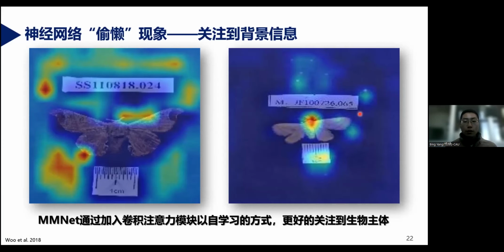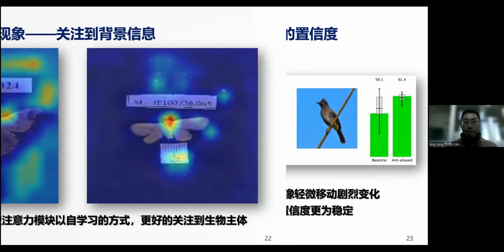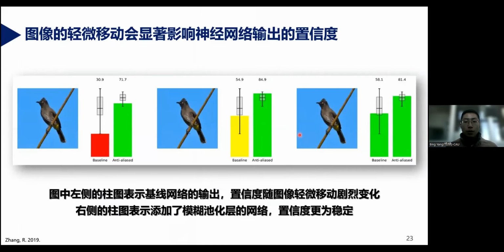We noticed that in neural networks class taxonomy, the networks would slack off. For example, they pay attention to simpler information rather than the bioinformatics that we want the network to focus on. So we need to add a convolutional attention module to help the machine learning. Research shows that a slight movement of the image will significantly affect the confidence of neural network output.